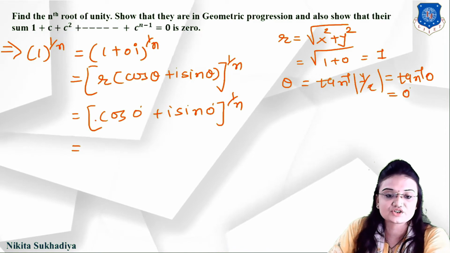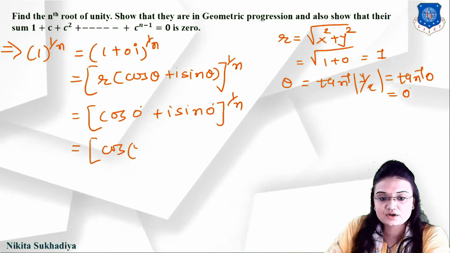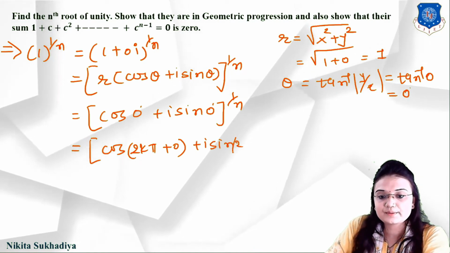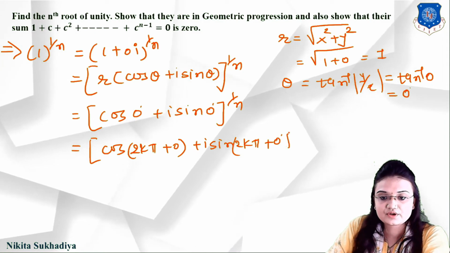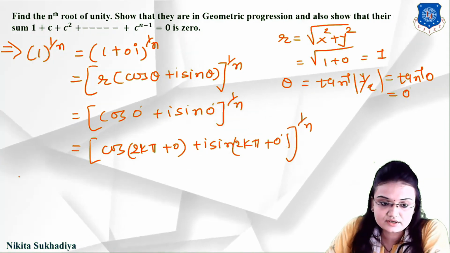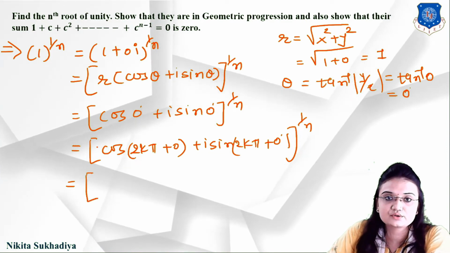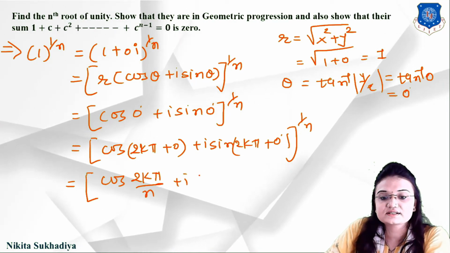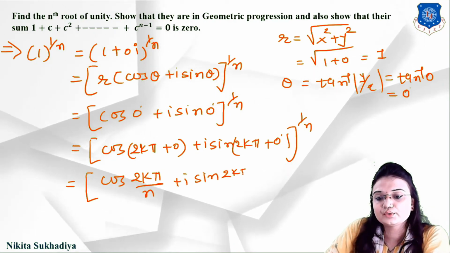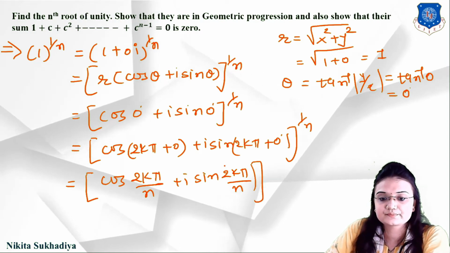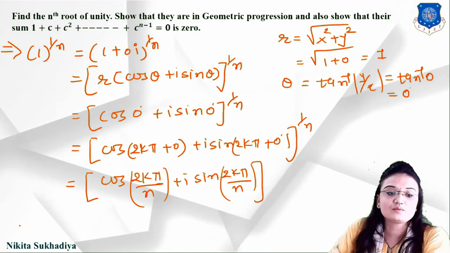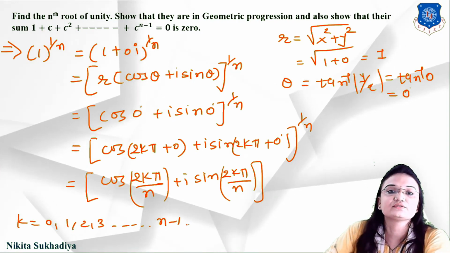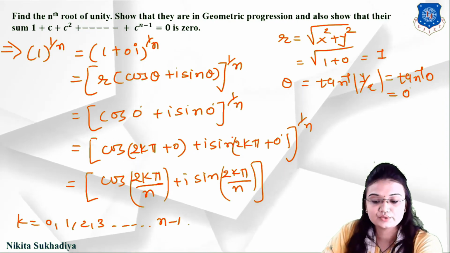But here we have to take the general form, so this is cos 2kπ plus 0 plus i sin 2kπ plus 0, raised to 1 upon n. Now according to De Moivre's theorem, this is nothing but cos 2kπ/n plus i sin 2kπ/n. And now by putting k equal to 0, 1, 2, 3 and up to n minus 1, we will get our nth roots of unity.